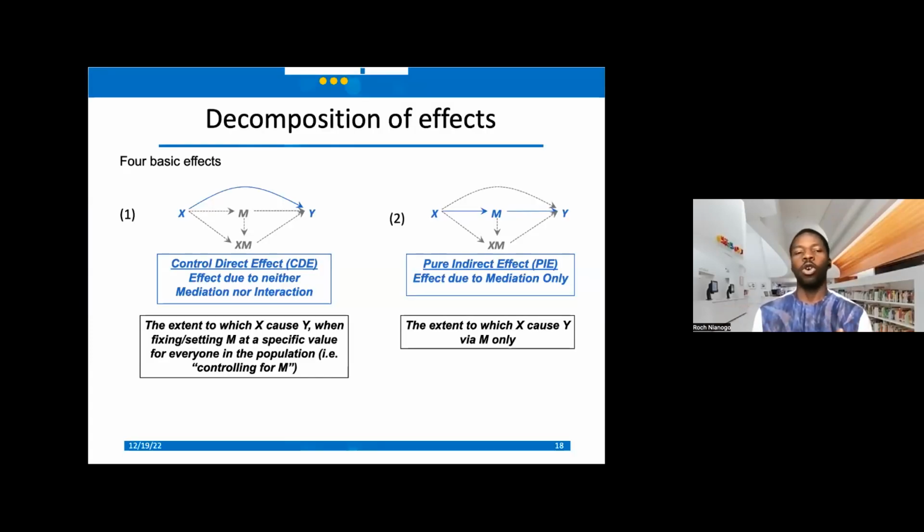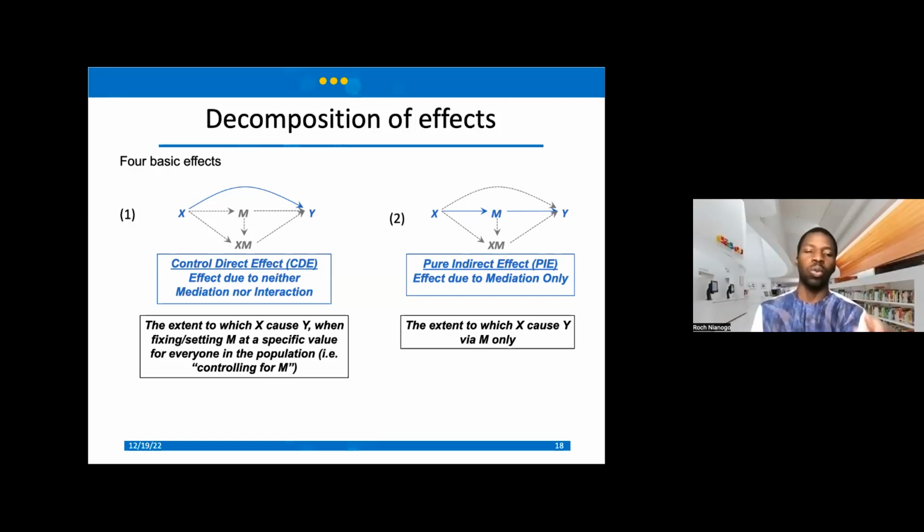All right, so there are four basic effects when we think about the total effect and how we break it down. The first one, very important, is what we call the controlled direct effect, right? This is the effect that is due to neither mediation nor interaction. Basically, imagine that ACE, adverse childhood experience, is directly affecting the outcome. Here you assume that effect would not go through psychological resilience or interact with psychological resilience, right?